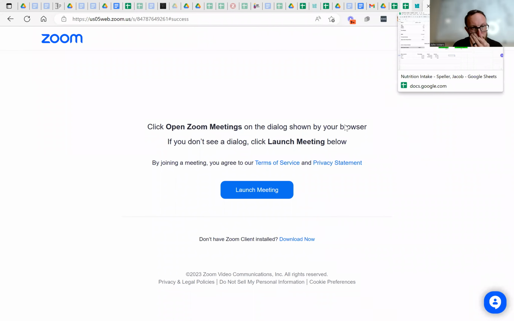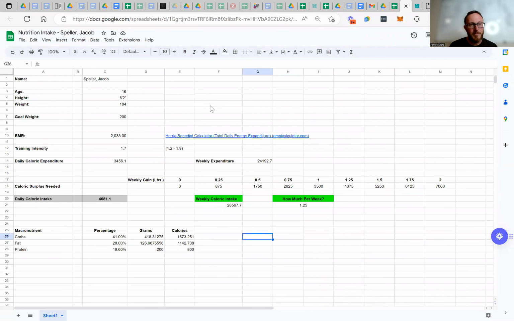So if you're looking at this, this is my nutrition calculator. I have to put in all my information for my athlete: their age, their height, their current weight, and their goal weight. Based off those numbers, I have to create the basal metabolic rate, which I do with this calculator here, omnicalculator.com. It gives me their basal metabolic rate, which for him is 2,033 calories per day.